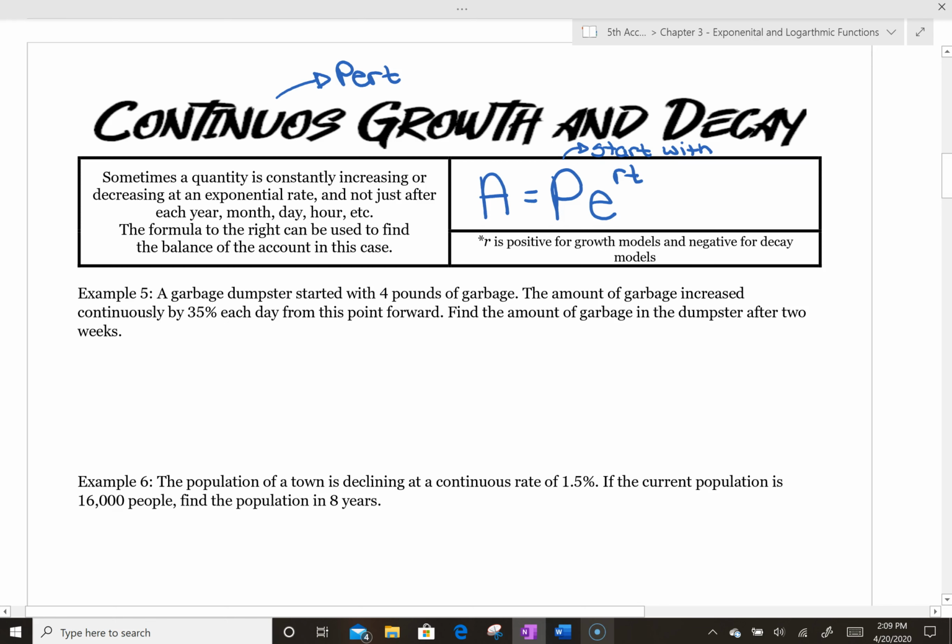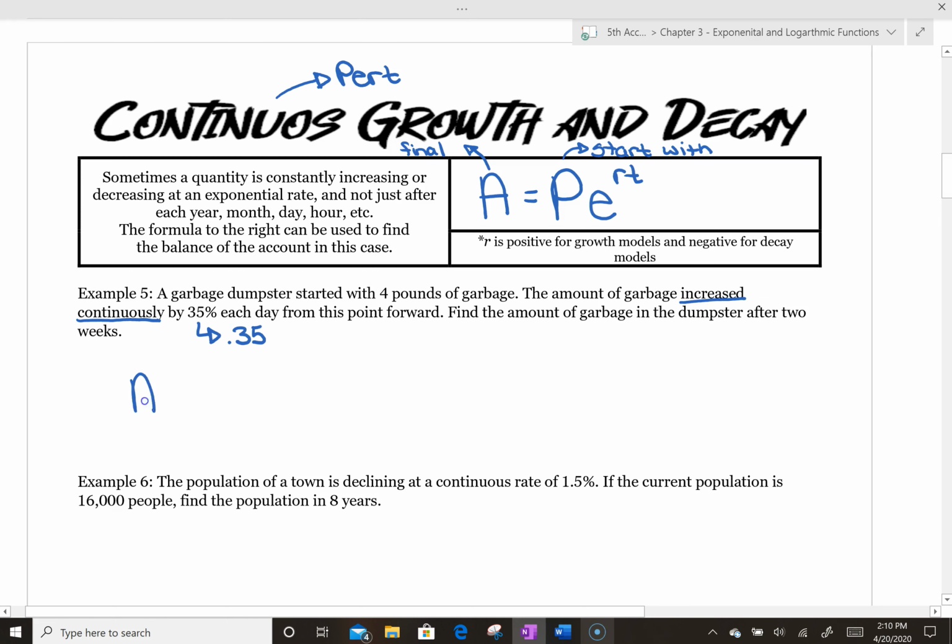So on example 5, a garbage dumpster started with 4 pounds of garbage. The amount of garbage increased continuously by 35%, so 0.35 each day from this point forward. Find the amount of garbage in the dumpster can after 2 weeks. So I'm finding it after 2 weeks, so that's the final amount. Remember, that is your capital A.